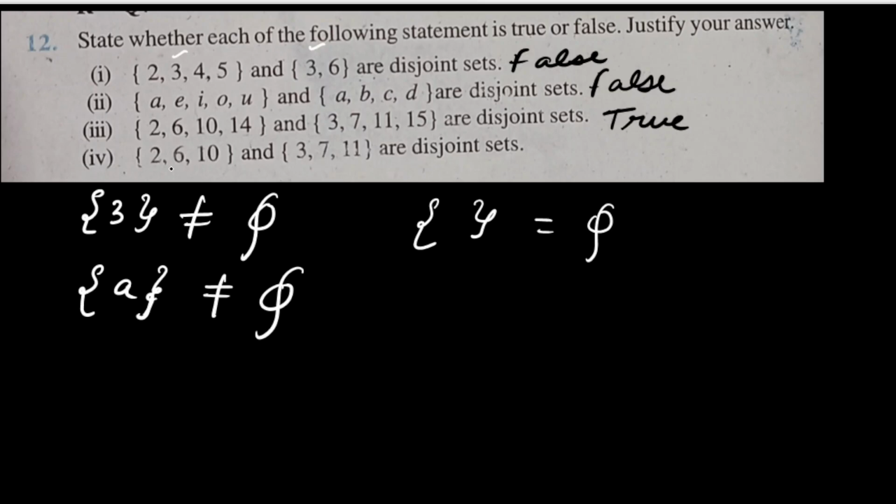Next one, {2, 6, 10} and {3, 7, 11}. If I am finding their intersection, it will again be the empty set because there are no common elements. 2 is not there in both, 6 is also not there in both, and 10 is also not there. In the same way, if we see the other three elements, common elements are not there. If common elements are not there, their intersection will be the empty set. If the intersection is the empty set, that means the given sets are disjoint sets.